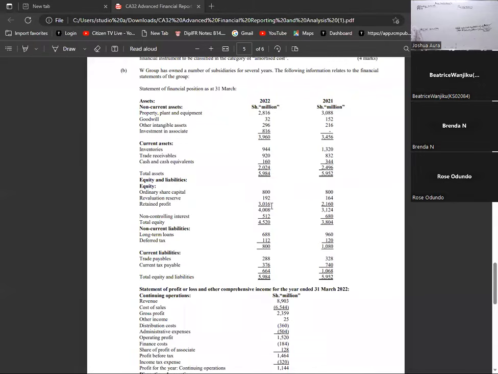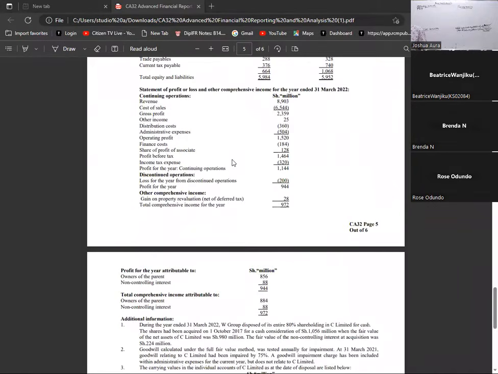This is August 2022, remember. So this profit before tax has been provided here. The profit before tax is here. It is 100... what year? It is 100 and... no. It is 1464.